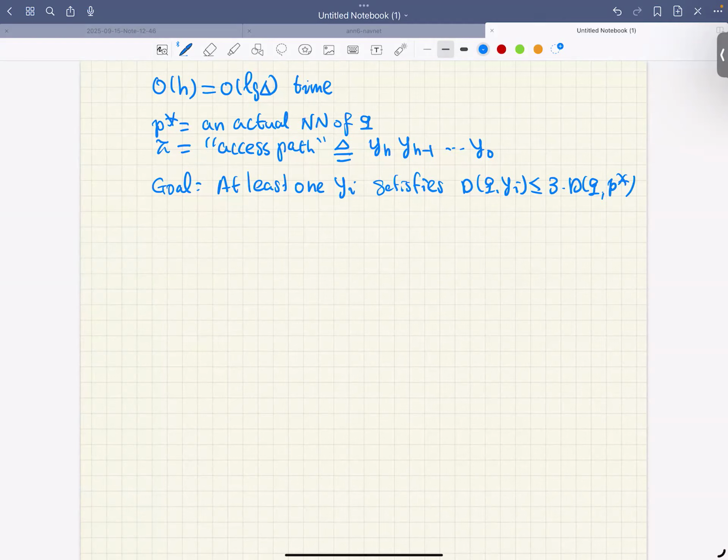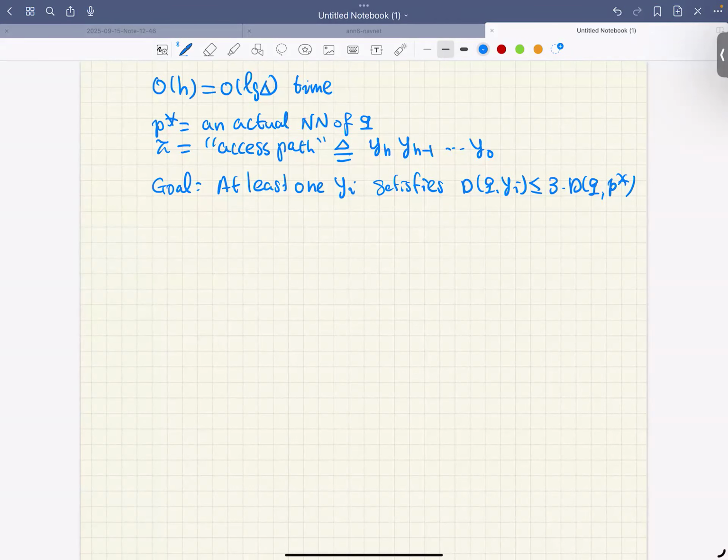So still remember, I said after you have got this pi, you return the best one on this path. So if I can show you at least one of them meets the approximation ratio guarantee, then all good. So let's do it.